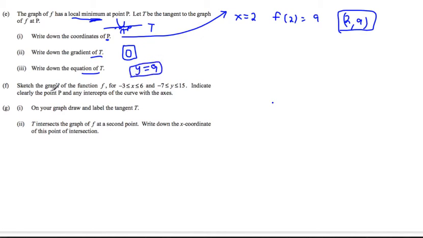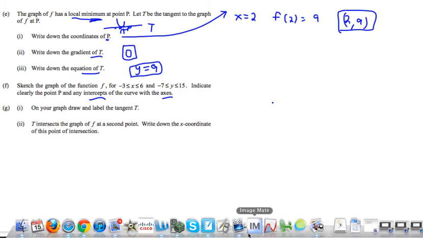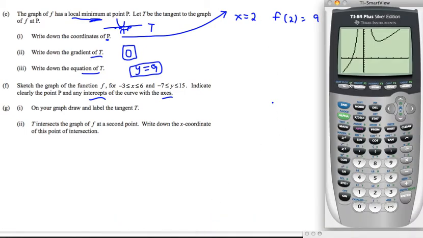Alright. Next, we're asked to sketch the function from negative 3 to 6. Be careful of your window, from negative 7 to 15. Indicate clearly the point P that we've just talked about and any intercepts of the curve with the axes. Alright. So in this situation, I would use my calculator, and I've put the original equation of the function into the calculator. I set my window exactly as the problem asks, and I graph it.